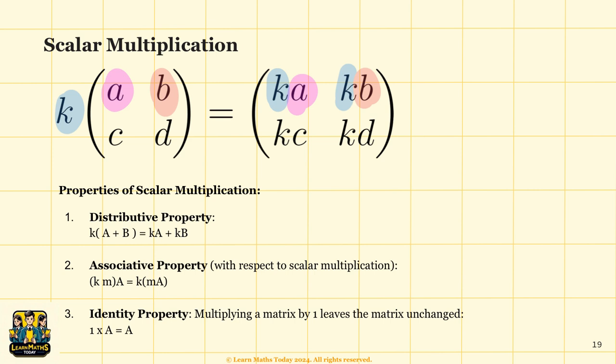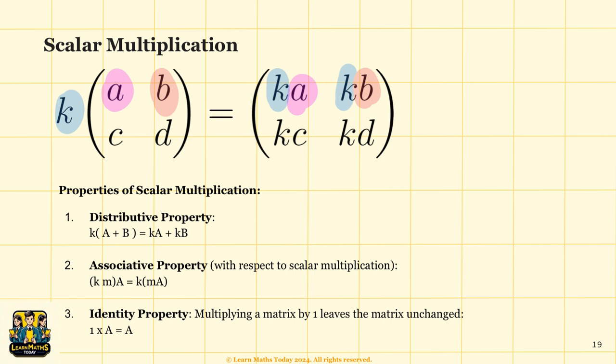Now let's discuss some important properties of scalar multiplication. The distributive property shows how scalar multiplication distributes over matrix addition. If you have two matrices A and B, and you multiply them by the same scalar K, you can distribute the scalar over the sum of A and B, and you can write this as K(A + B) = KA + KB.